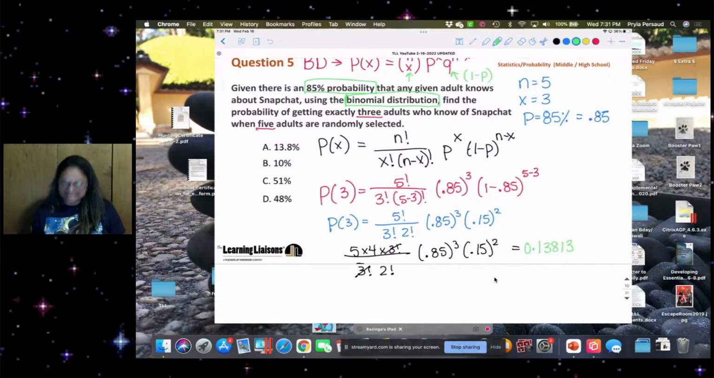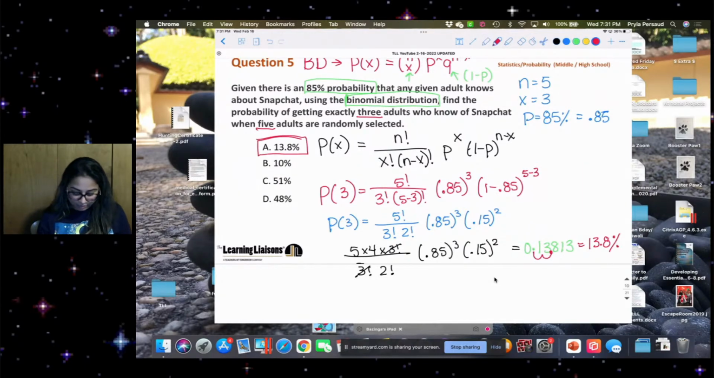Okay, but that's in decimal form. That's okay, don't worry about it. We're going to change it into a percentage by moving the decimal over to the right. So we'll get 13.8%. Winner, winner, chicken dinner. It's A for apple.